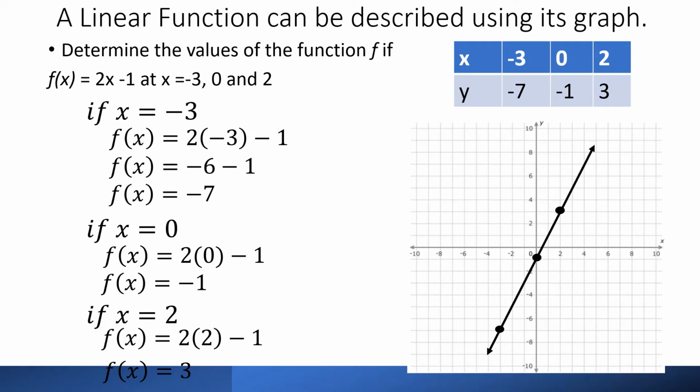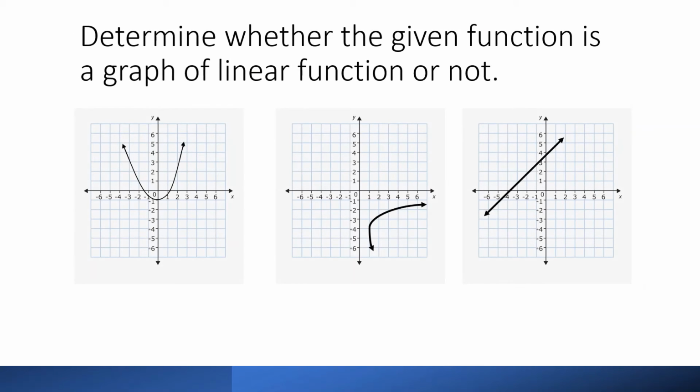As defined a while ago, a linear function is described by a straight line. So, pwedeng straight line or it is a slanting line. Now, let us determine whether the given graph is a graph of a linear function or not. So, let's take a look at the first graph.